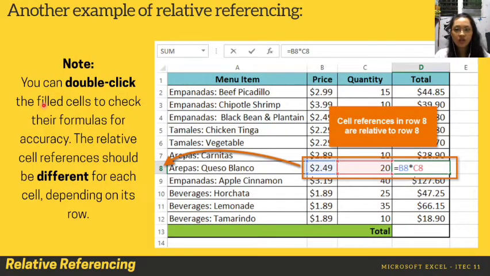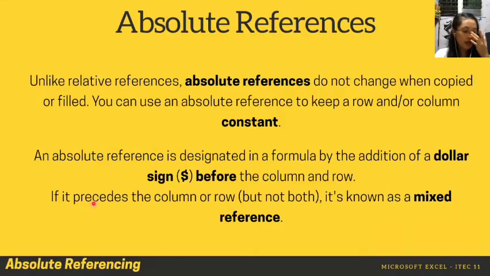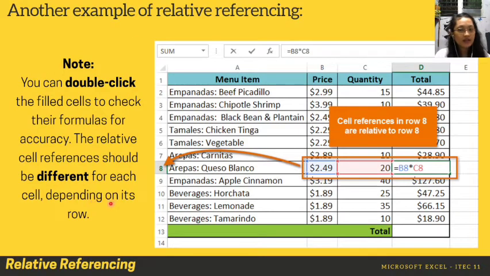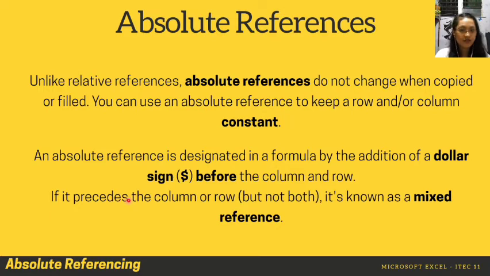So note, you can double click the filled cells to check their formulas for accuracy. So if you're not sure if sakto ba ang inyong formula, you can always double click so that you can check if your formula is accurate. So the relative cell references should be different for each cell depending on its row. So that is an example of relative referencing. So we go to the absolute references.